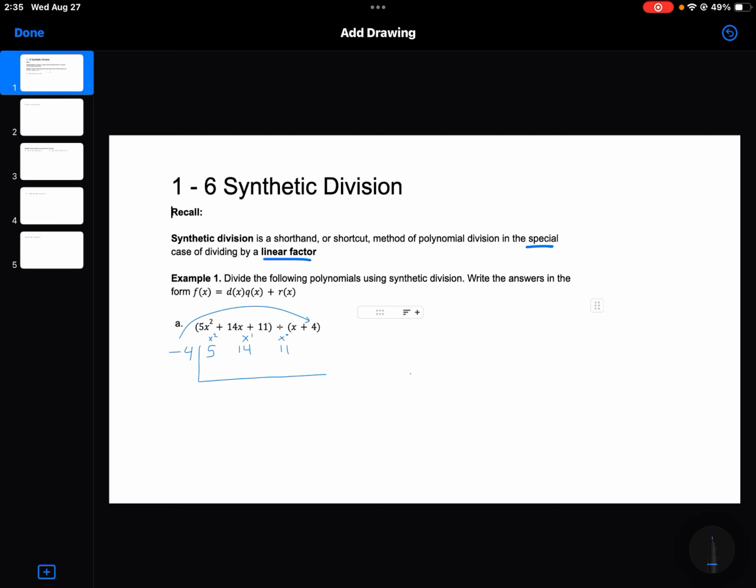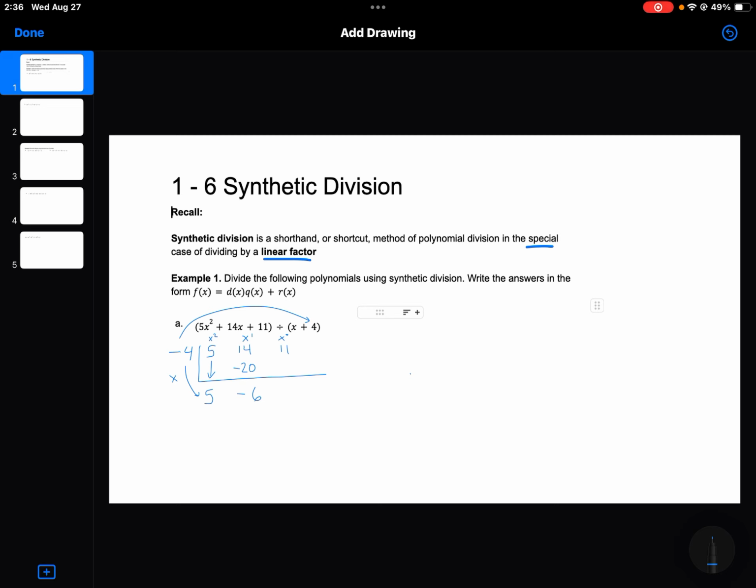This is an easier method because we are multiplying and adding. In regular long division, we are dividing and subtracting. So adding and multiplying tend to be the easier of the operations. First thing we're going to do is bring down whatever number is in that first column, and then I'm going to take whatever's outside, and multiply them together. Minus 4 times 5, that is minus 20. And then I'm going to add the numbers in the second column together. So 14 minus 20 is minus 6.